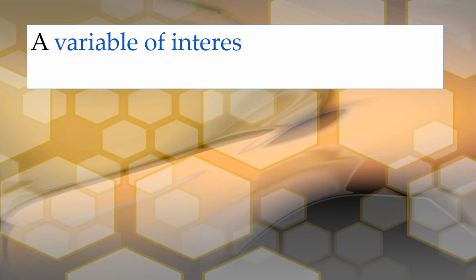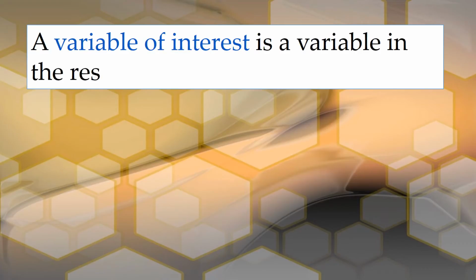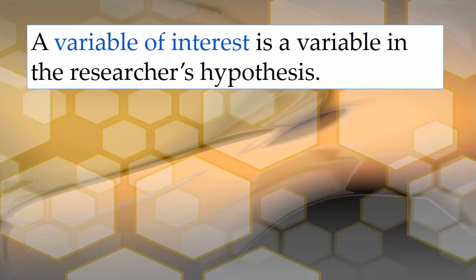Let's go over different types of variables, and we're going to go over the different levels of interest for a variable. So a variable of interest is a variable in the researcher's hypothesis. So this is a variable that the researcher is interested in.